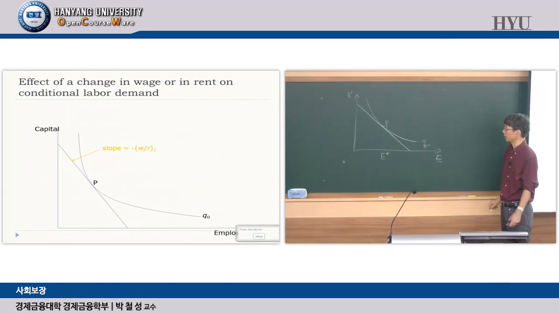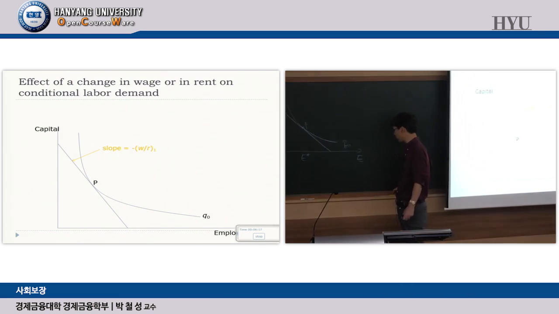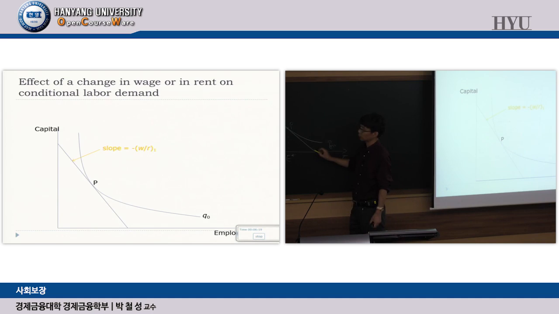So what we are asking is, what if the labor market changes so that wage becomes lower? When the wage becomes lower, the first thing that should happen is that the slope of the isocost curve must change. Does it become flatter or steeper?